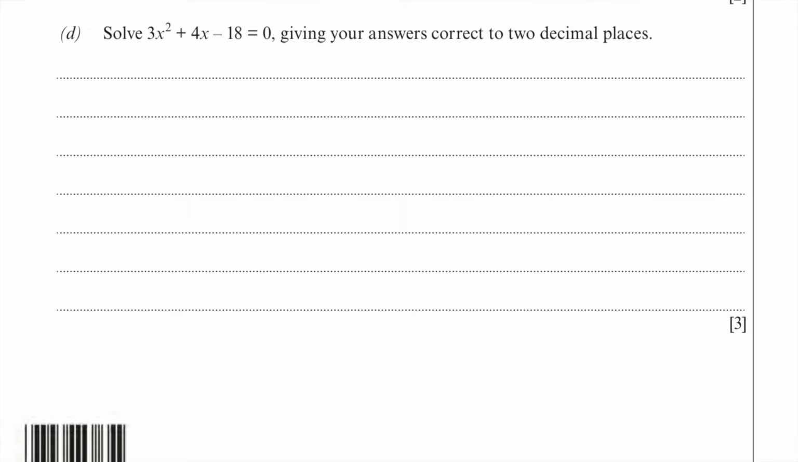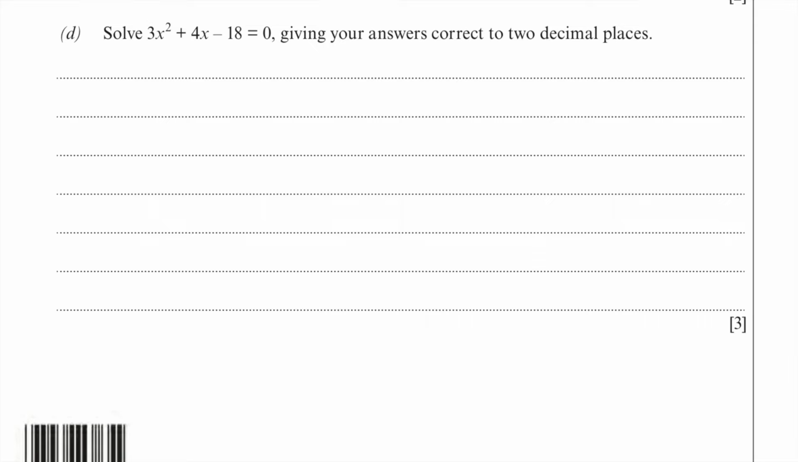In this question, we're asked to solve 3x squared plus 4x minus 18 equals 0, giving your answers correct to 2 decimal places. Pause the video and have a go at the question, and then come back and watch the rest of the solution.